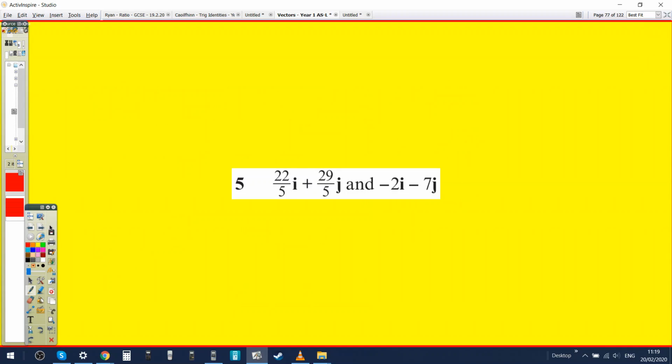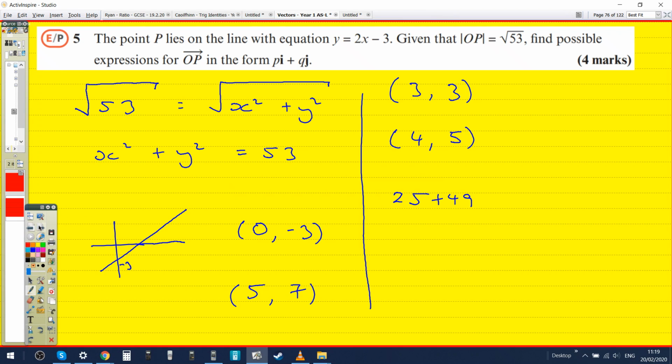Let me see this one. Minus 2 and minus 7. But where do they get these answers from? How would you know it's minus 2 and minus 7? Is there some kind of... Oh, maybe it's simultaneous equations. That's it. Simultaneous equations. So you know how x squared plus y squared equals 53? Yeah. The other equation would be y equals 2x minus 3. Oh, right. Yeah.